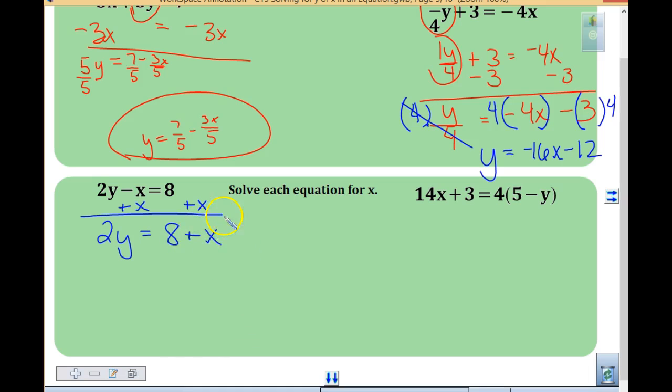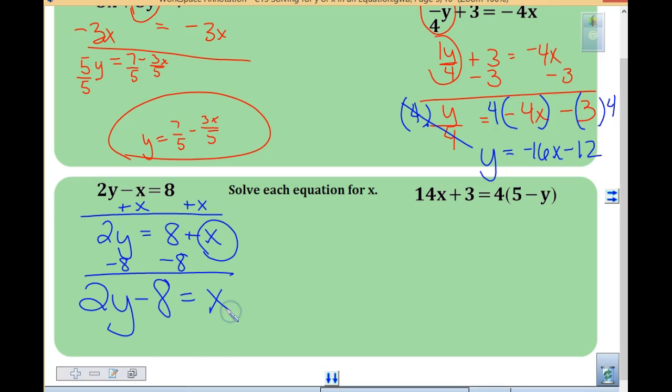I'm still trying to get this x by itself. Olivia, how do I get that x by itself? Minus 8. Now, some of you might write it below this, which is okay, but remember, you can't combine those. So it's 2y minus 8 equals x. Are we done? Did we find x? Yeah. This one's a little uglier, right?